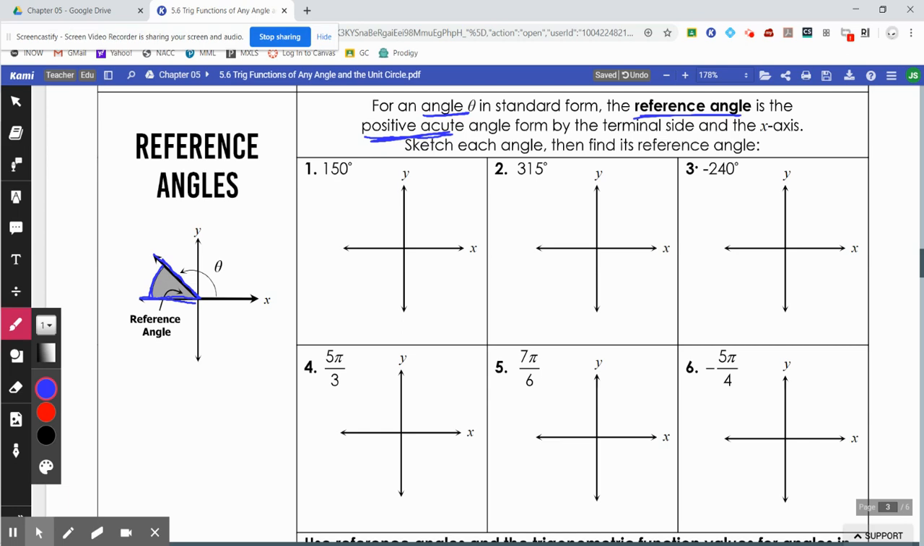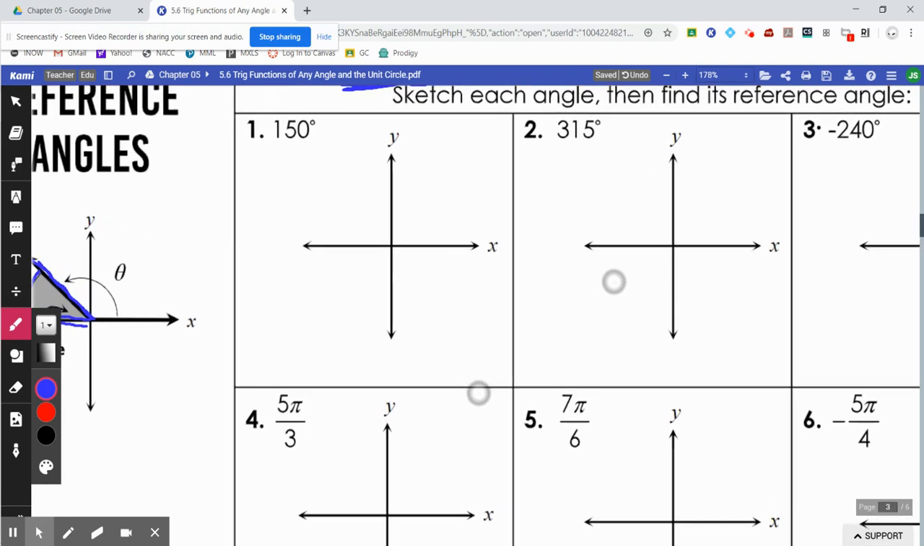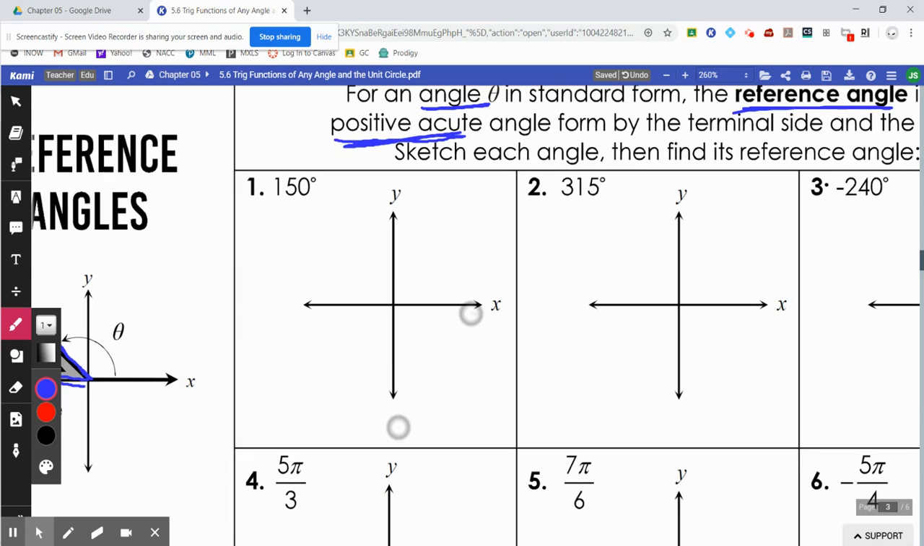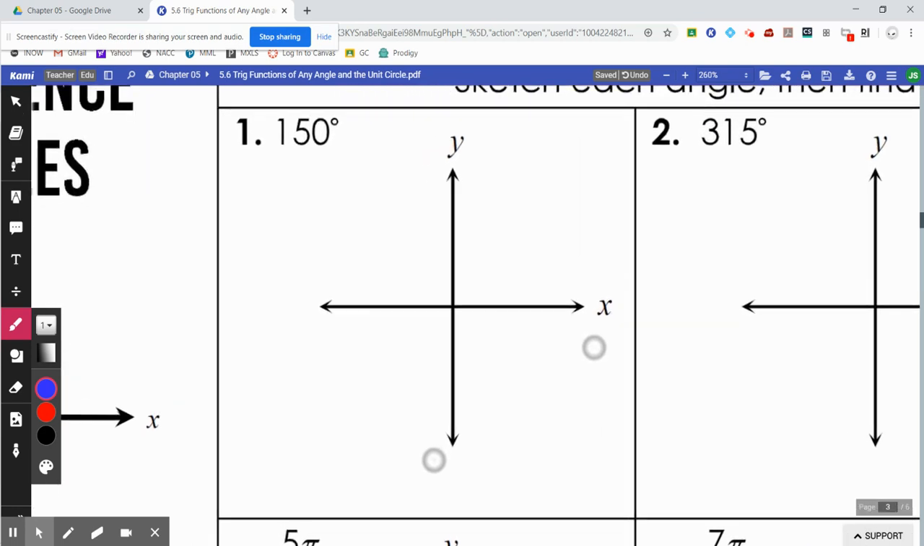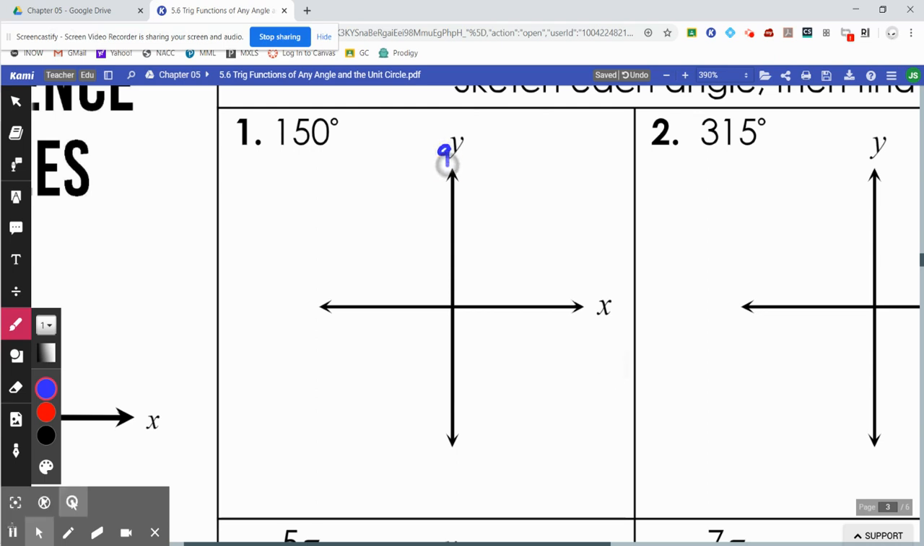The angle formed between that terminal side and the x-axis is your reference angle, no matter what quadrant you're in. So in each of these examples, we're going to sketch the angle and then find the reference angle. We're simply telling how far that angle is from the x-axis. Just a reminder, here is your 90 degrees. You start here on your terminal side, which is 0 degrees. Here's your 180, here's 270, and then all the way back around would be 360 degrees.